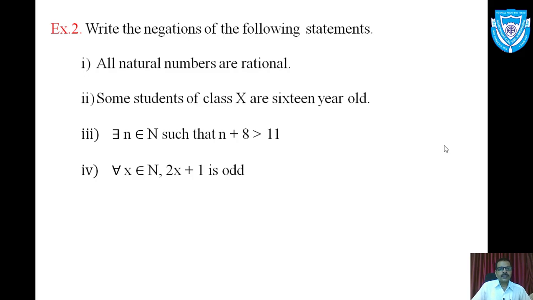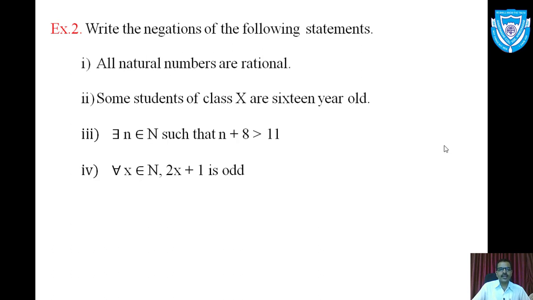Hello students, now we are going to discuss some solved examples of negation of quantified statements. Let us start from the second example. Some students of class 10 are 16-year-old. Again you will see that here 'some' is the existential quantifier and the remaining part of this statement, students of class 10 are 16-year-old, is an open sentence.